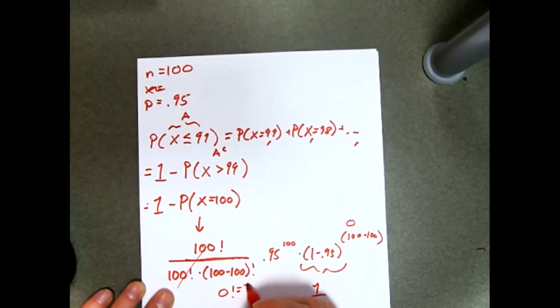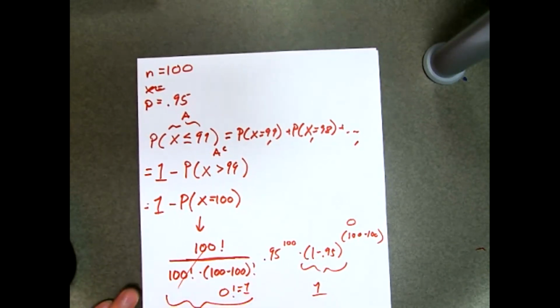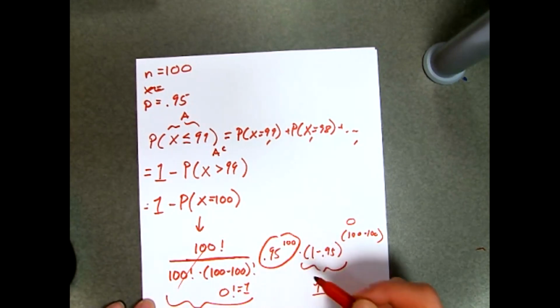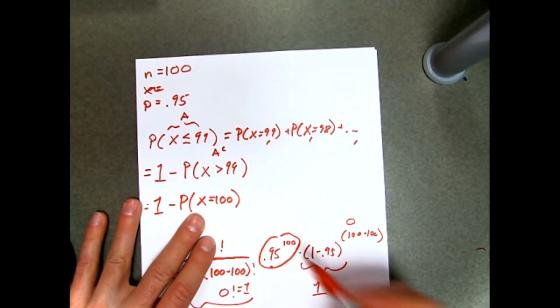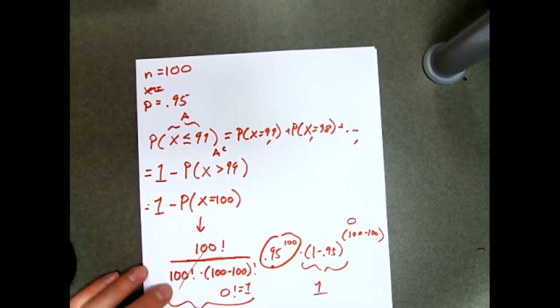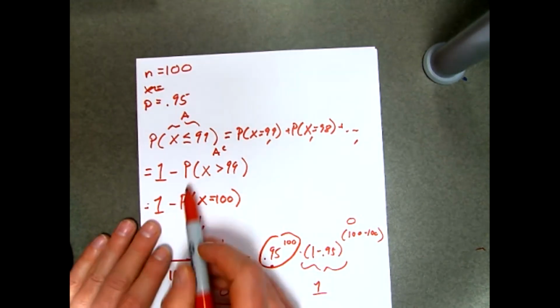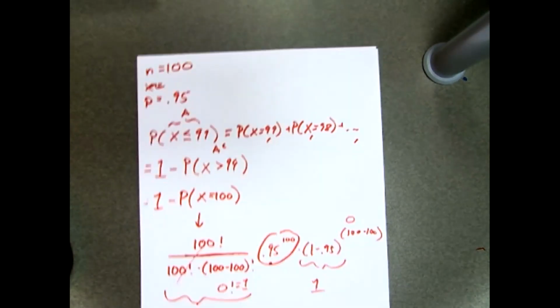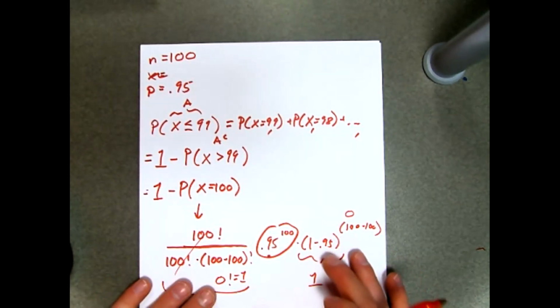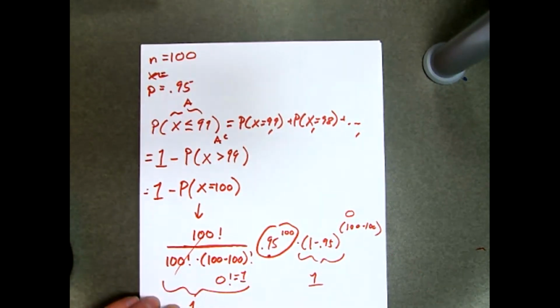0 factorial is 1. So when you're looking for all trials to be successes, this fraction is always going to be 1. So really all I'm left with when I want to find the probability that all trials are successes is the probability of success raised to whatever number of trials I have. Obviously here I was going to use that and 1 minus to find the probability of what I eventually wanted. But I just want to show you how a lot of things cancel when you're trying to find the probability that all trials are successes.